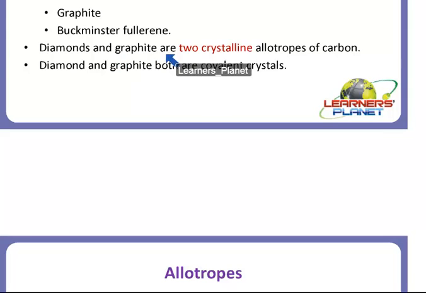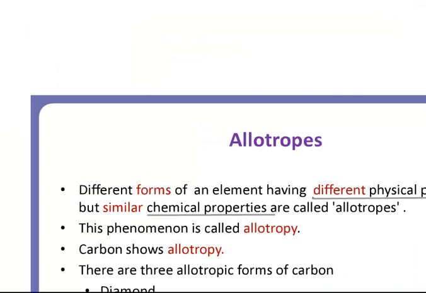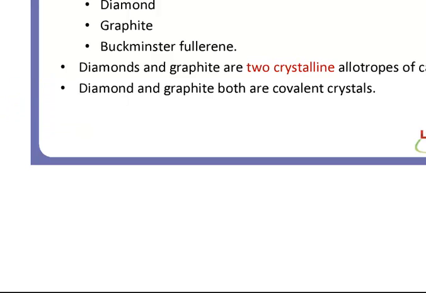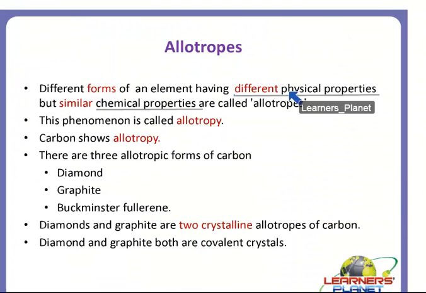Now, diamond and graphite are the two crystalline allotropes of carbon. Now, if I say, children, there are a large number of allotropic forms of carbon, like coal, like coke. These are also allotropic forms of carbon. Now, one of the allotropes, children, is Buckminster Fullerene. Diamond and graphite are the two crystalline allotropes of carbon.